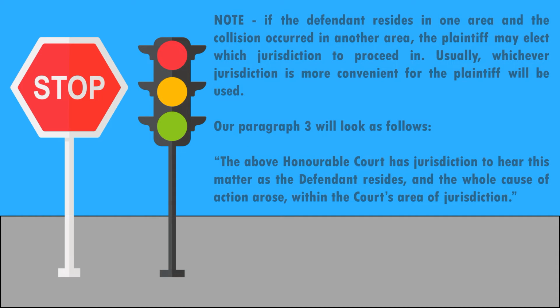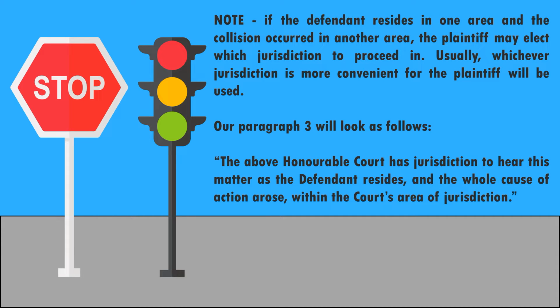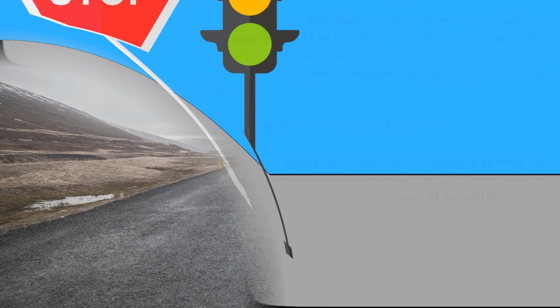Take note that if the defendant resides in one area and the collision occurred in another area, the plaintiff may elect which jurisdiction to proceed in. Usually, whichever jurisdiction is more convenient for the plaintiff will be used. Our paragraph 3 will look as follows. The above honourable court has jurisdiction to hear this matter as the defendant resides and the whole cause of action arose within the court's area of jurisdiction.